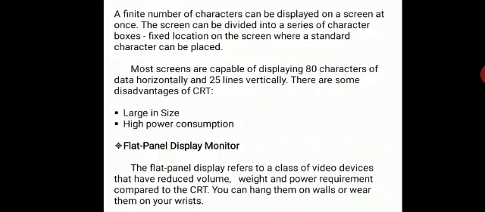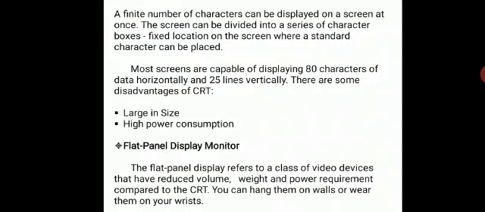Okay. Next, the advantage. Most screens are capable of displaying 80 characters of data horizontally. Listen here, this is the most important word: 80 characters of data horizontally and 25 lines vertically. It looks like a rectangular shape.